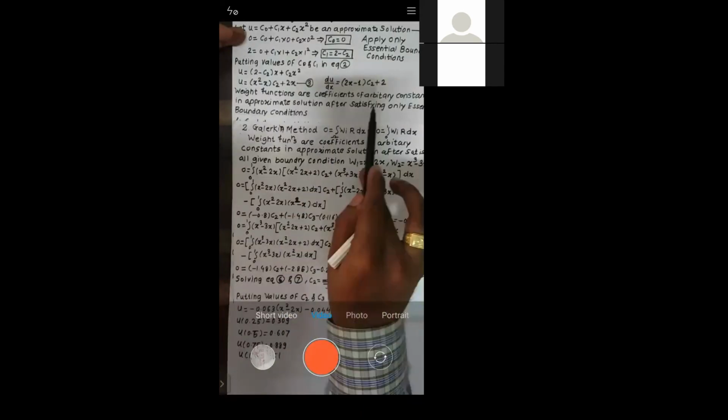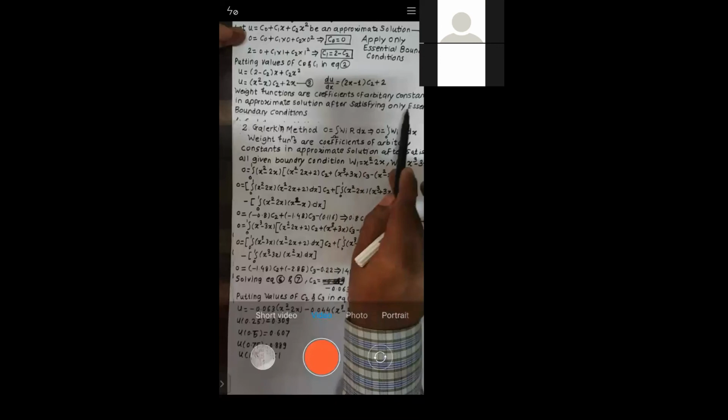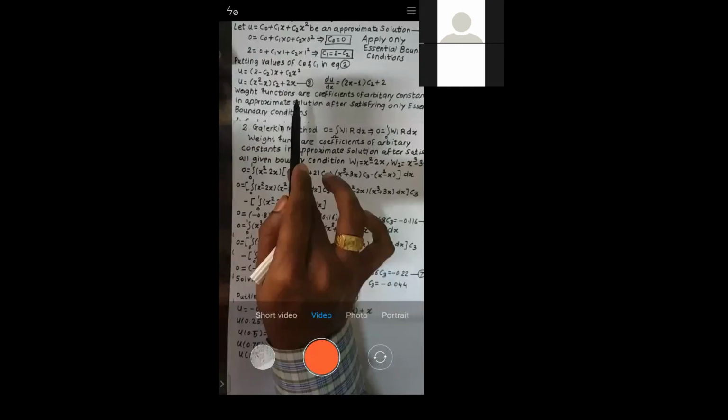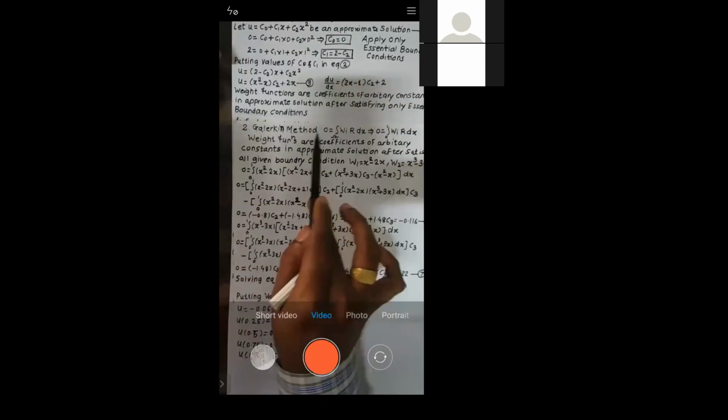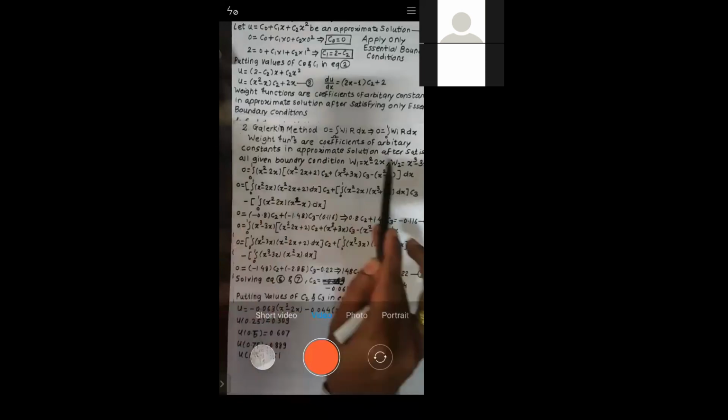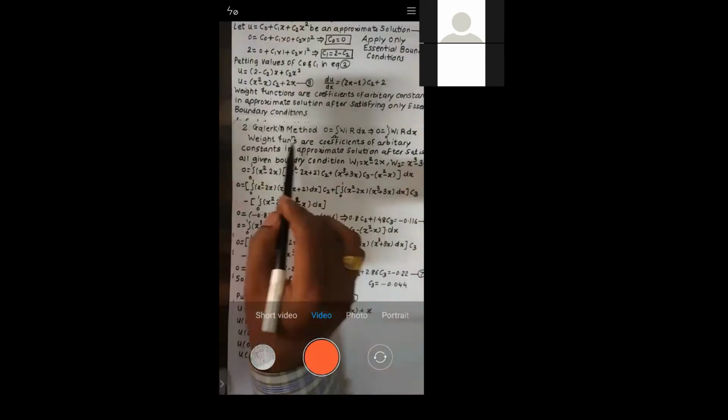So in Rayleigh-Ritz method, you need to apply only essential boundary condition, while in Galerkin method, we can apply all given boundary conditions, whether they are essential or natural. Yes or no? In Galerkin, you apply all boundary conditions, whether it is essential or natural.